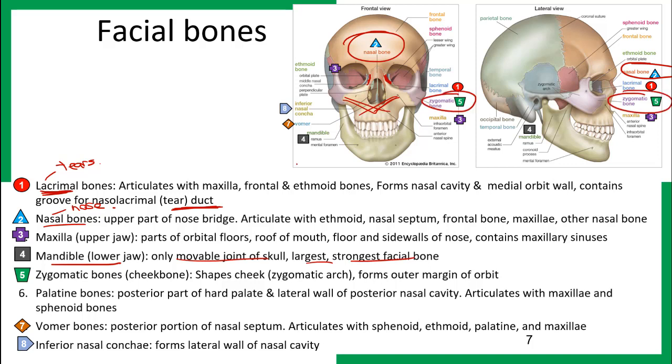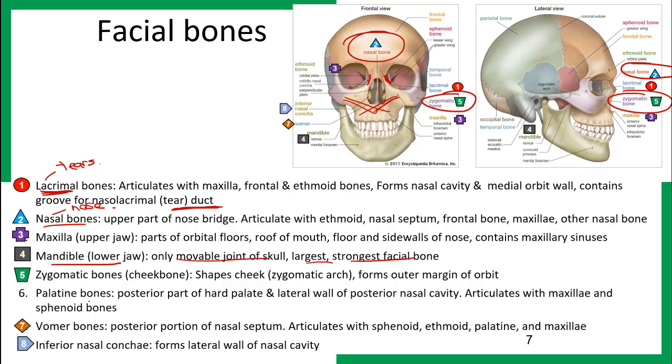And zygomatic bones are your cheekbones. So, some people have a prominent zygomatic arch, and that's favorable in a lot of cultures where you can actually see the cheekbone. So that's what the cheekbone is. It's a zygomatic bone, and that arch forms the cheek.